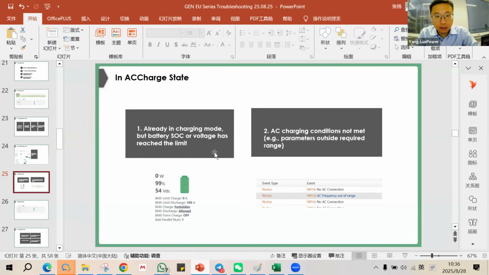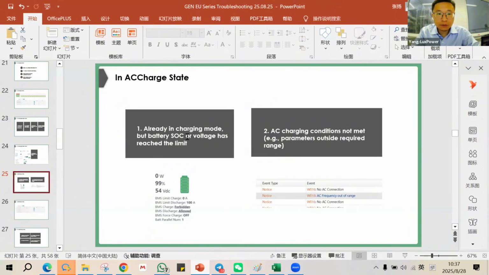The next state is AC charge. So the AC charge state is like maybe it's in the night, you know, there's no PV, or the weather is really bad, it's raining, or there's thunder, or something like that. There will be no PV input. Then if you want to charge your battery, you can only use your AC charging.